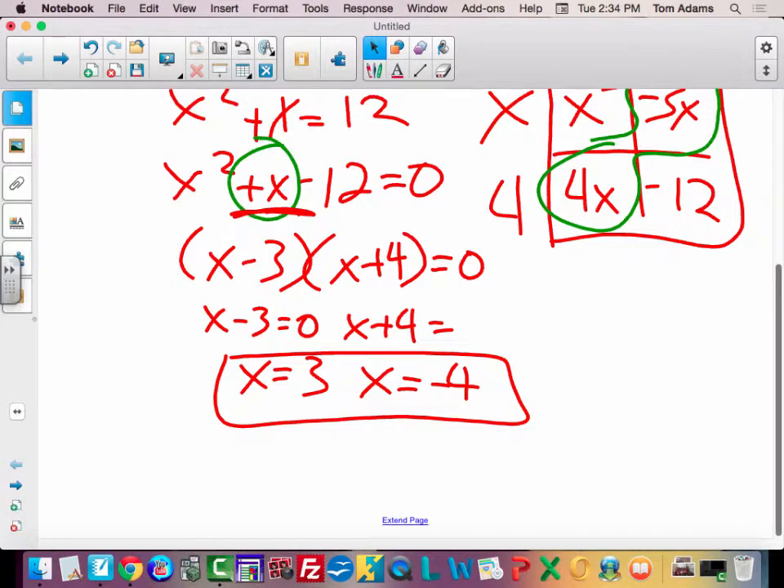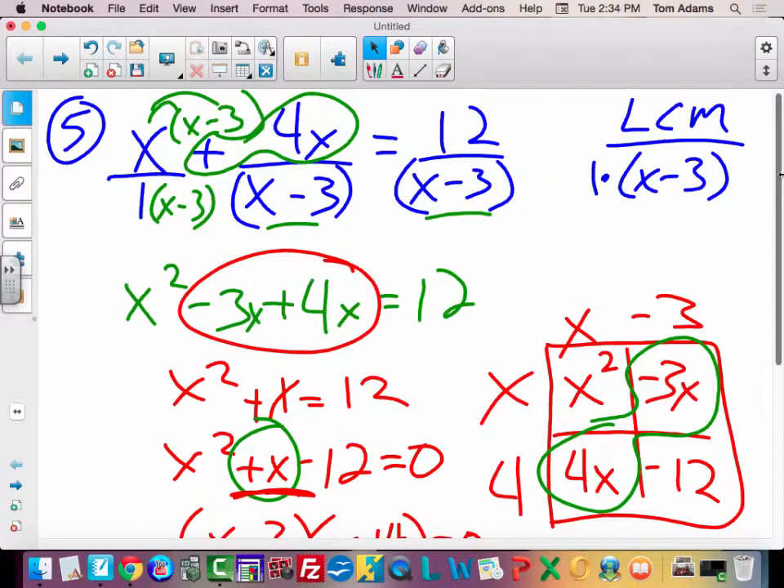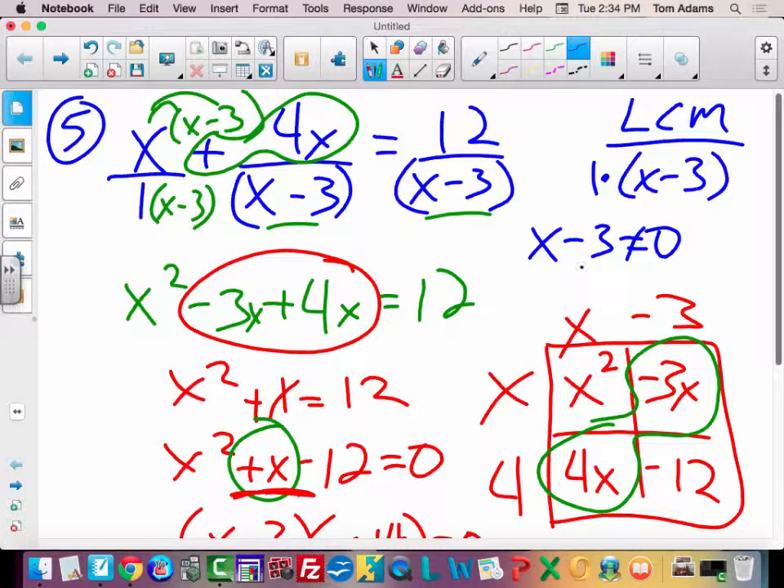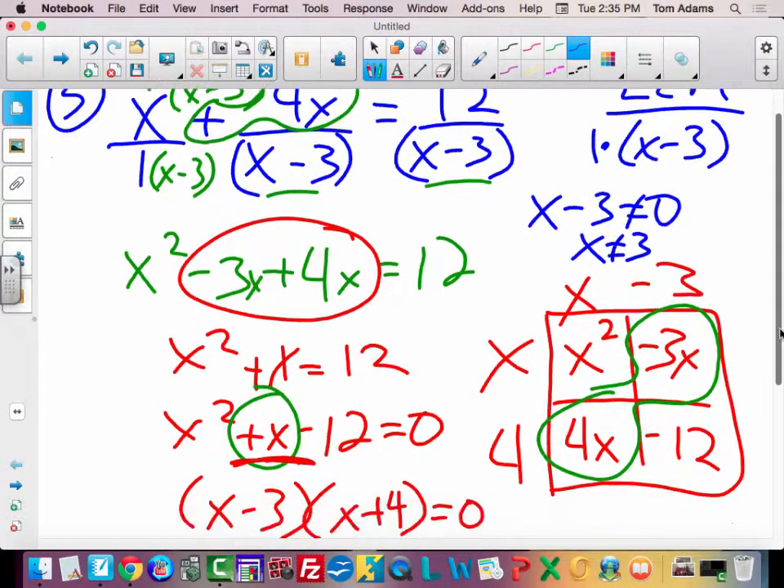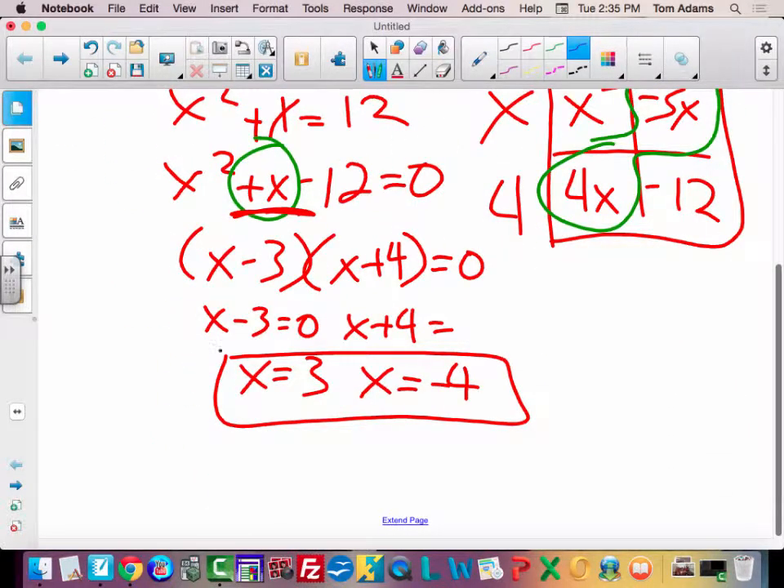These are our solutions, but what do we got to do at the end of every one of these problems? Plug them back in. So by looking at this, way up here, our common denominator was x minus 3, or one of the factors. And so this can't equal, in other words, x minus 3 cannot equal 0, or x cannot equal 3. Now negative 4 doesn't matter, but this is a no-go. Then this is the actual solution. Any questions?